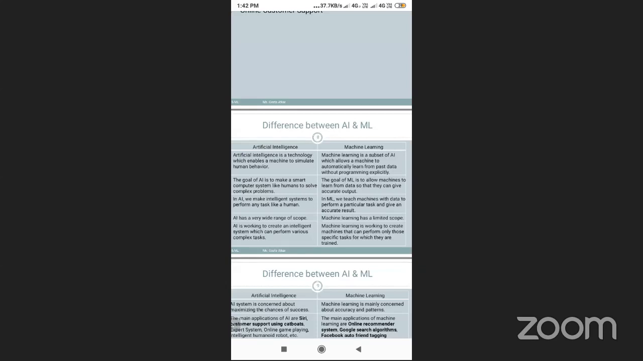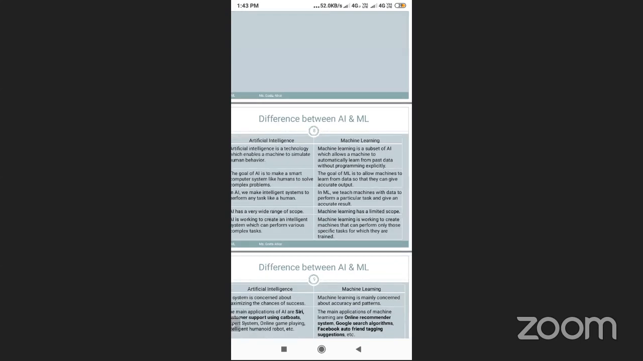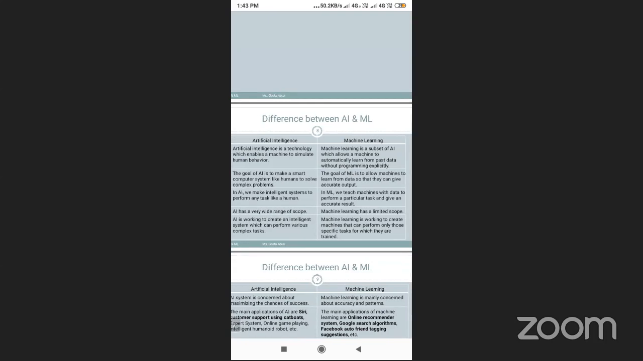But in case of artificial intelligence, machines are actually behaving like a human, meaning they are well trained with the particular data. The goal of artificial intelligence is a smart computer system, like a human, to solve most complex problems. Compared to artificial intelligence, machine learning works on a limited scope of data, meaning it will not relate to complex problems. The main goal of machine learning is to learn from the data so that it can give only accurate output. So the scope of machine learning is limited.